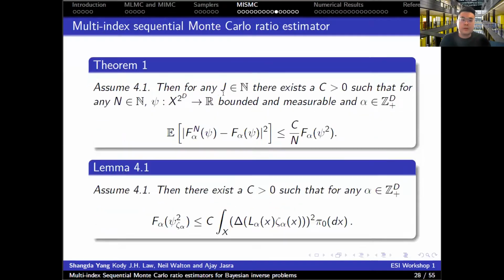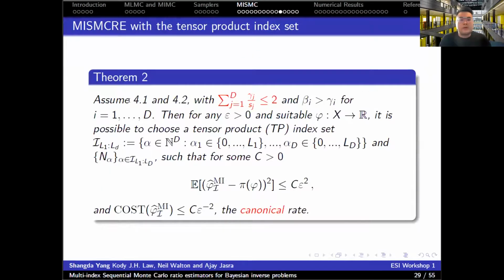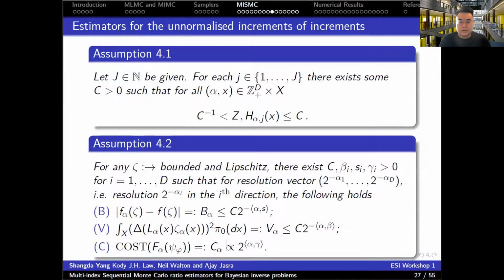Okay. Here are some theories related to the proof, but I'd like to skip this and move to the main theorem. So for the main theorem, we assume 4.1 and 4.2. 4.1 is the assumption on the constant, and 4.2 is the assumption on the rates. And also, we assume the summation of gamma j divided by s j. Sorry, I should be clearer. The gamma j is the rate of the cost, s is the rate of the bias, and beta is the rate of convergence of the variance term.